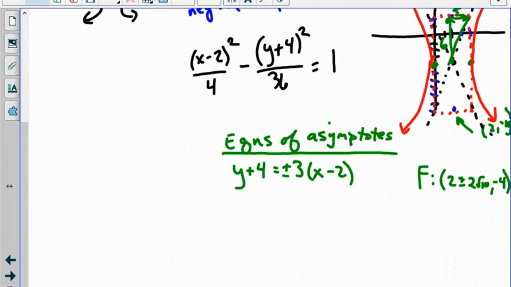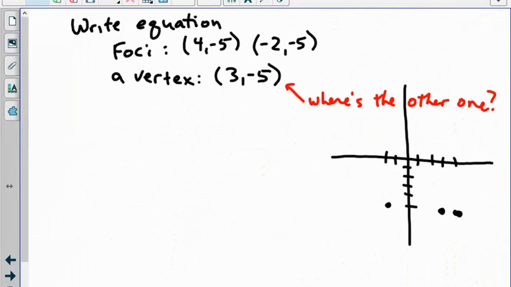Finally, write the equation of the hyperbola with focus points at (4, -5) and (-2, -5), and a vertex at (3, -5). Now, where's the other vertex? Remember, vertices are on the inside of the focus points. The vertex in this problem is 1 to the left of the focus that we were given. So that means the other one's going to be 1 to the right of the focus.